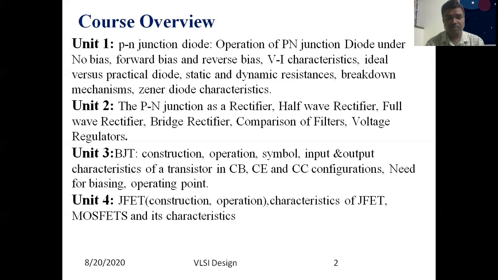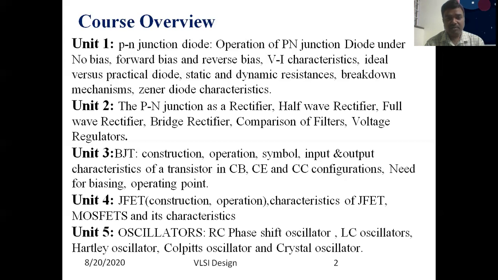Next, in unit 4, we are going to study the junction field effect transistor, that is called JFET. We will study the internal construction, operation, and characteristics of JFET, that is the drain and transfer characteristics, and MOSFETs and their characteristics. Next, in unit 5, we are going to study the various oscillators: RC phase shift oscillator, that is resistor-capacitor, LC oscillators based on inductor and capacitor, Hartley, Colpitts, and crystal oscillators.